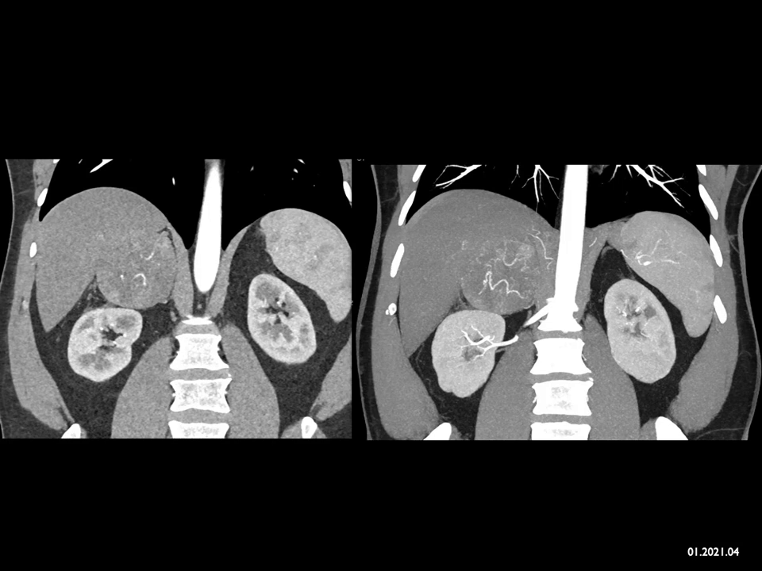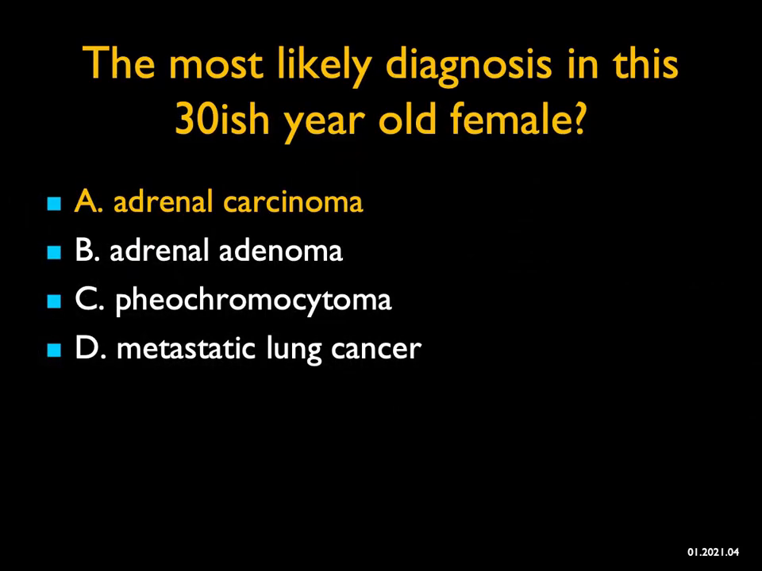When I see a mass in a 30-ish-year-old female that's large, that has neovascularity, to me, you've got to prove it's not an adrenal carcinoma. Primary adrenal carcinomas can be incidental findings in 15% of cases, but it's a great appearance, and it's a great age, great sex for patients having a primary adrenal carcinoma, which indeed was the case in this scenario.